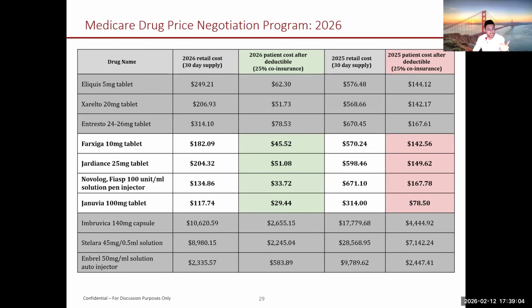So all of the drugs that participate in this program, their cost being directly affected on a cash price will also directly affect how much you will pay through your insurance, because most people will have a coinsurance style coverage that is directly impacted by the retail cost of the drug.